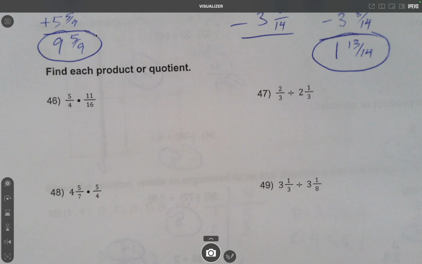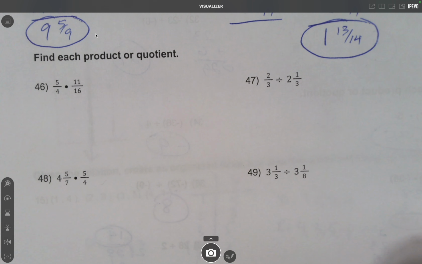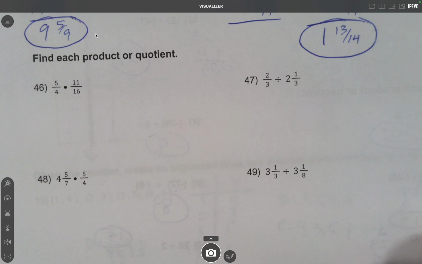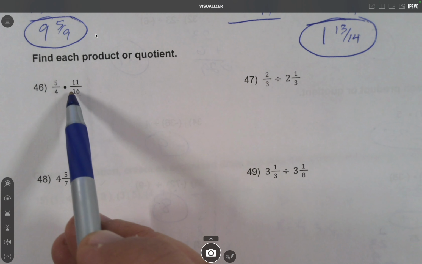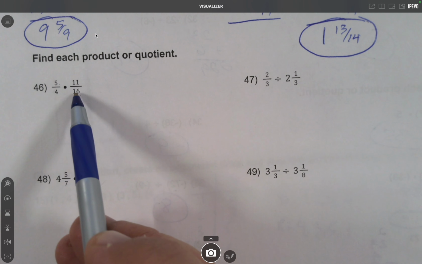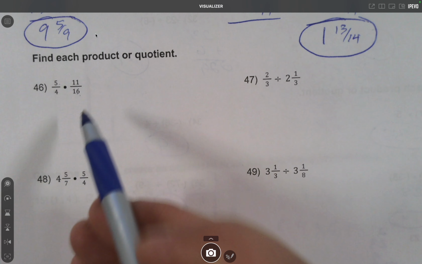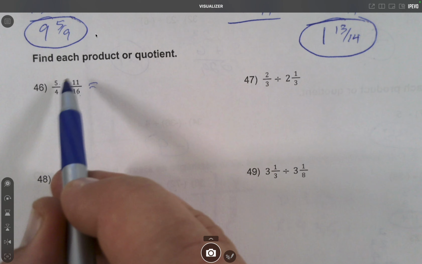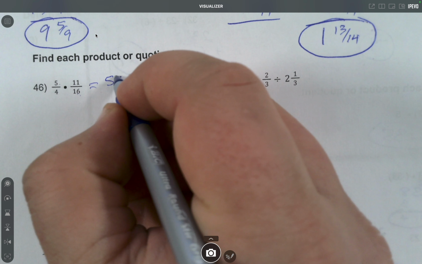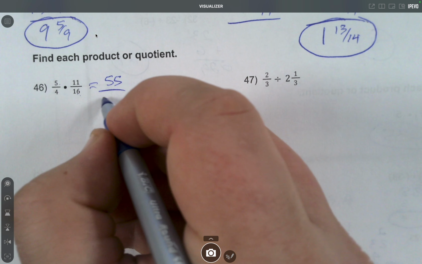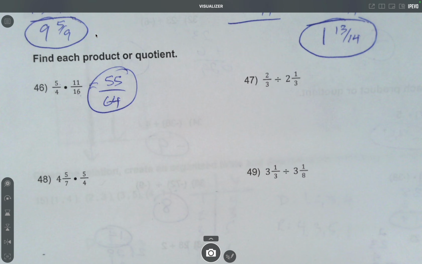Okay, multiplying or dividing, you do not have to have common denominators. Hallelujah. You do want to check and see if anything will cancel out diagonally. So like 5 and 16, they have nothing in common. 4 and 11, they have nothing in common. So we can just multiply across, tops times top, 55, bottom times bottom, 64.